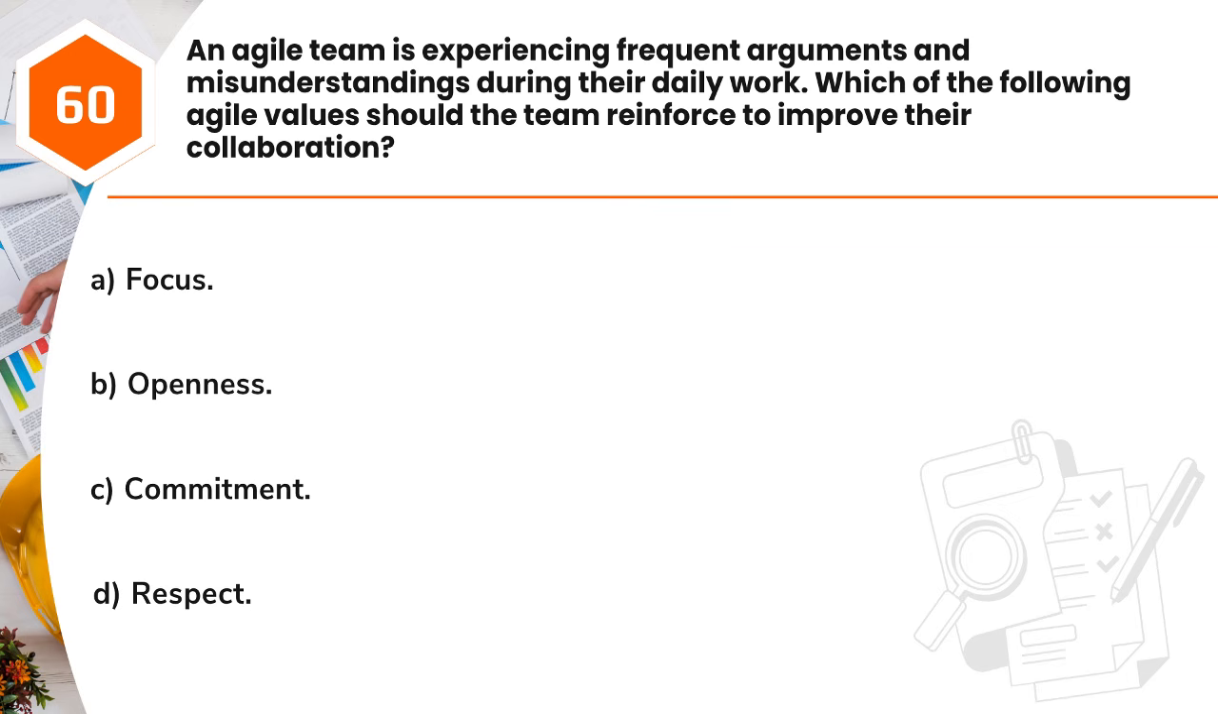Question 60. An Agile team is experiencing frequent arguments and misunderstandings during their daily work. Which of the following Agile values should the team reinforce to improve their collaboration? A. Focus. B. Openness. C. Commitment. D. Respect.